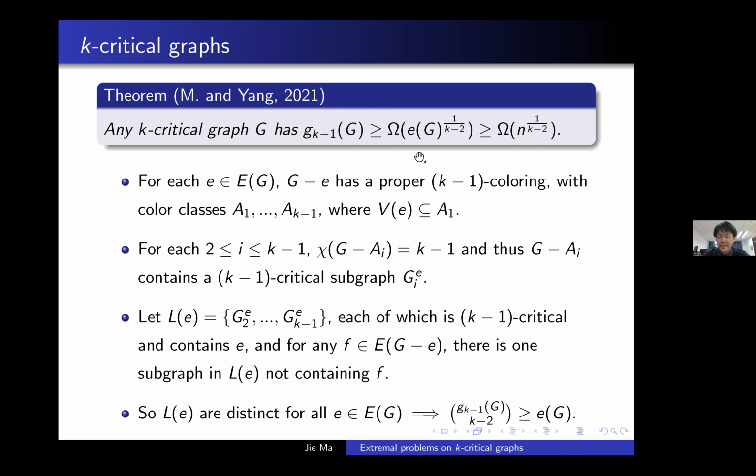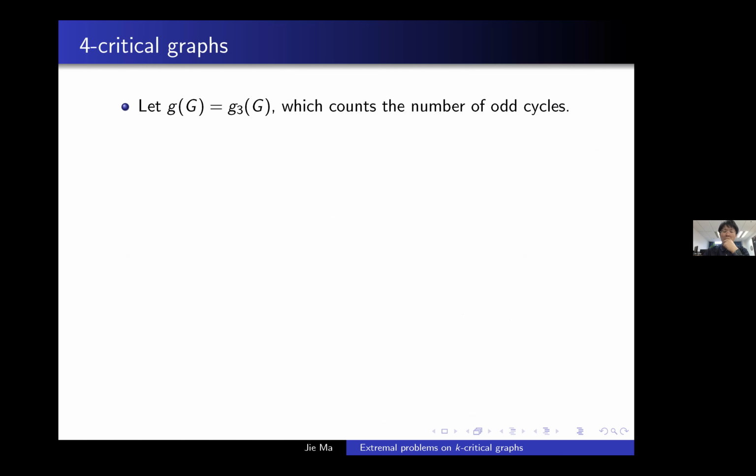The g_{k-1} bound is e to the 1 over k-1, which is n to the 1 over k-2.